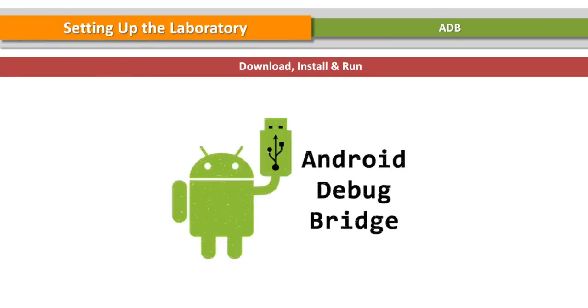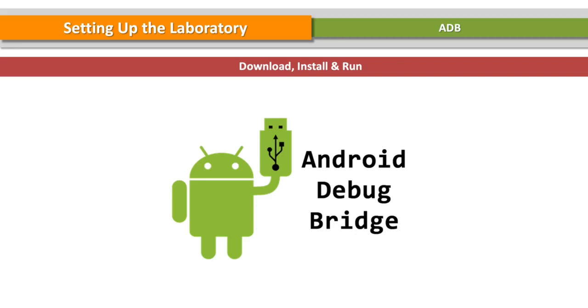ADB, or Android Debug Bridge. It's a command line utility included with Google's Android SDK. ADB can control your device over USB from a computer, copy files back and forth, install and uninstall apps, run shell commands, and many more things.